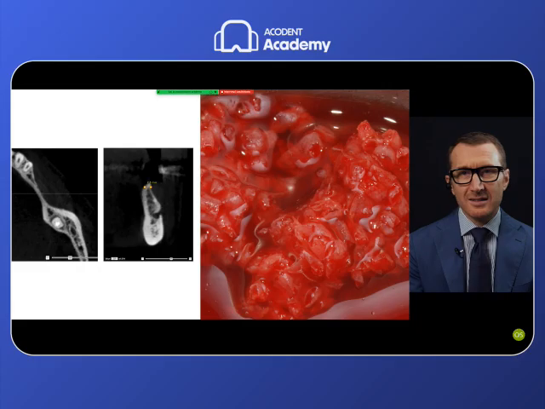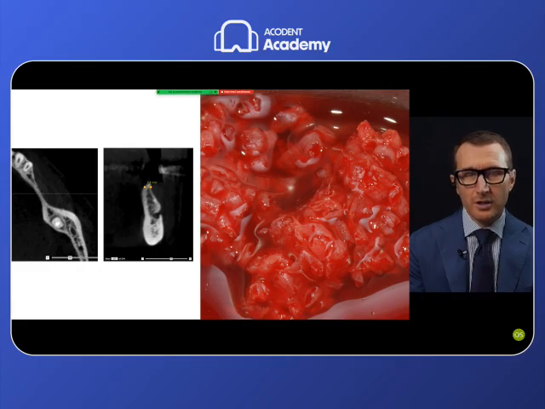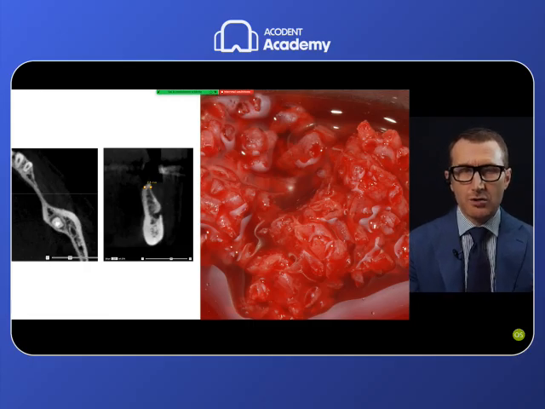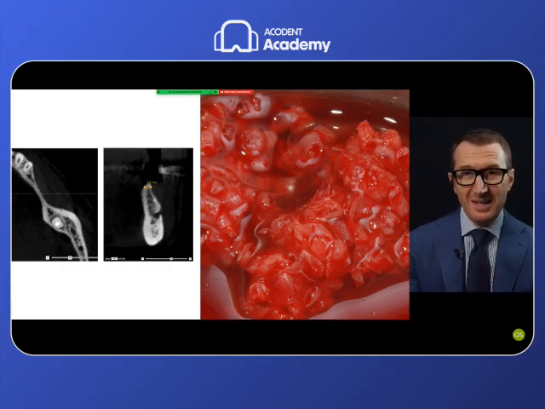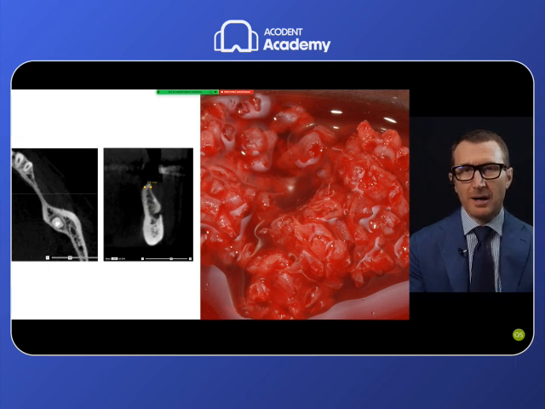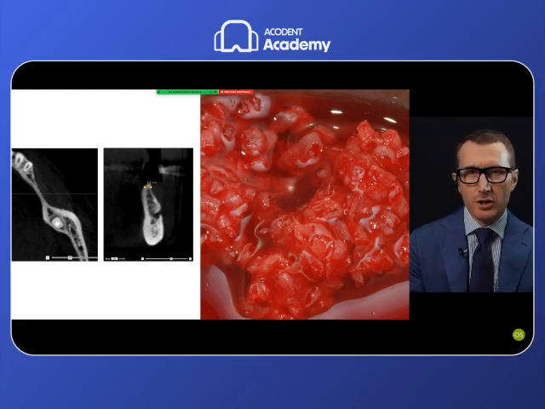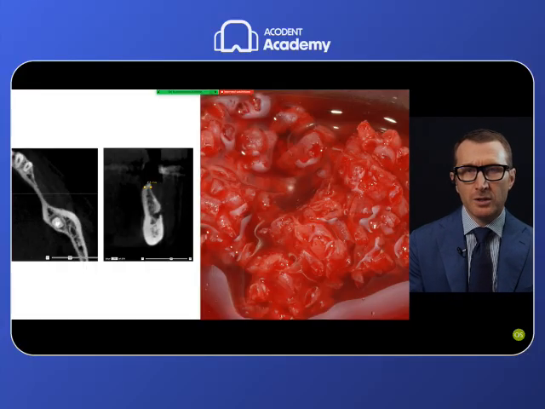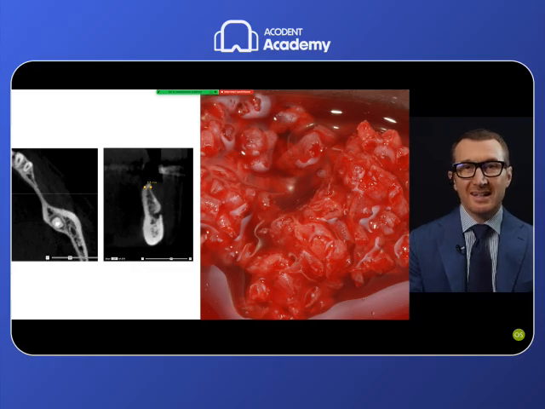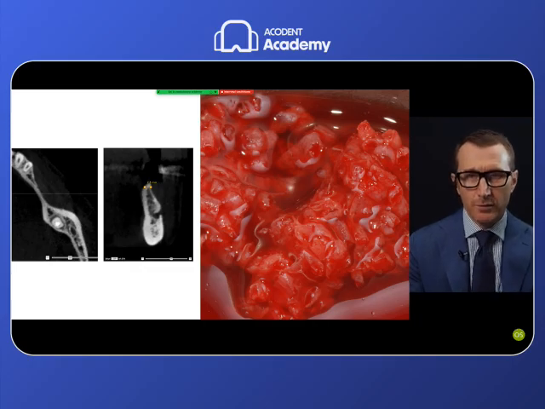And in the critical size defect, so when the walls are reduced and the distances are increased, the use of autogenous bone is strongly indicated, because it's the only way we have to bring the new BMPs into the area in a predictable manner to support the biological process. When you are using autogenous bone, you are not changing the biology behind bone formation, but you are improving the speed of bone formation, and you are improving the predictability of the 3-dimensional bone formation.